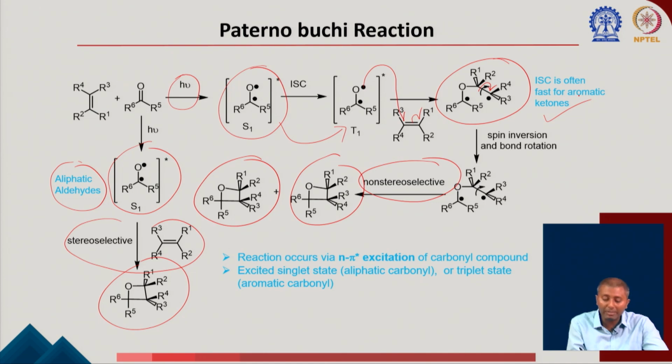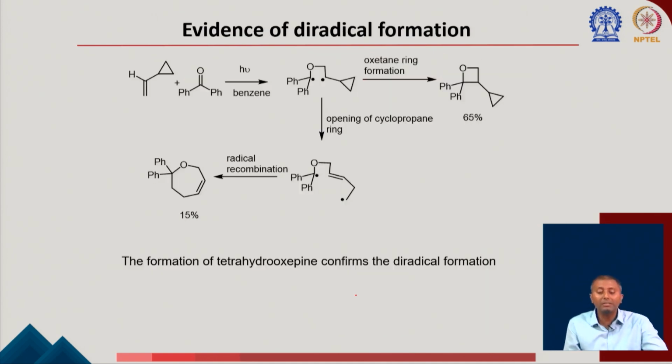The first important thing is that this chemistry happens due to the n to pi star excitation of the carbonyl compound. The second thing is that it can happen from the excited singlet state, as I mentioned, or from the triplet state in the case of aromatic carbonyl compounds. First, there is formation of this type of biradical, as I mentioned. Now the question comes, is there any evidence that biradical formation is happening?